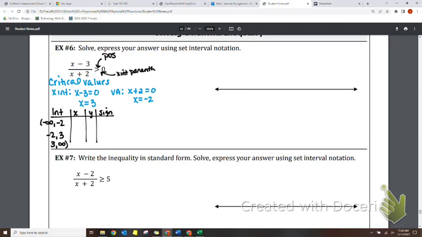Remember, your vertical asymptotes are always parentheses. So the negative 2 will have parentheses, and for this problem, the x-intercepts are going to have parentheses as well, so the 3 will have it. So I'm going to pick an x value in each interval, and I'm going to plug this into my equation to find its y value.